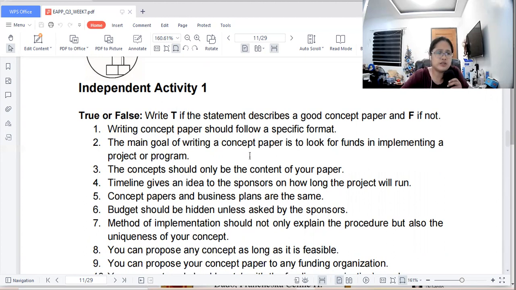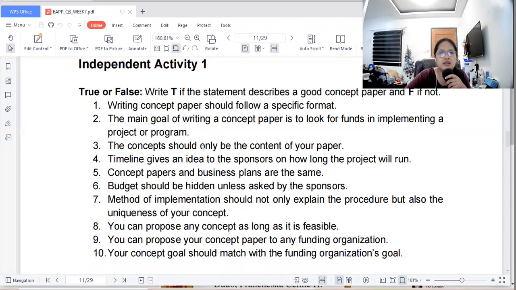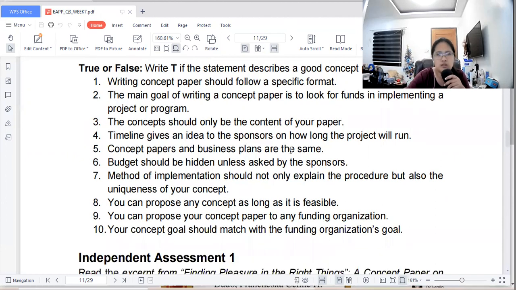Okay? Kasi pwedeng ang concept paper mag-introduce ka ng project na pwede namang ifa-fund na ng institution mo. Pero again, you're like giving a suggestion and it will require resources and you have to convince them. Okay? Number 3, the concepts should only be the content of your paper. Of course not. False. Kasi madaming parts, di ba? In-indicate natin. Number 4, timeline gives an idea to the sponsors on how long the project will run. Nabanggit natin kanina, hindi sila pwede mag-sponsor sa isang project na walang timeline. So this is true. Okay? At least they would know how long it will take for them to see the output.